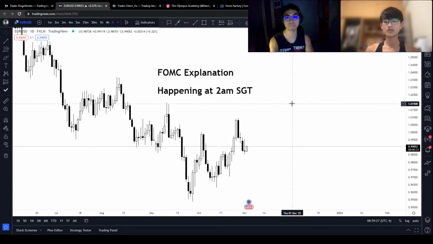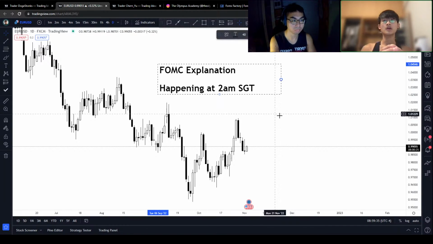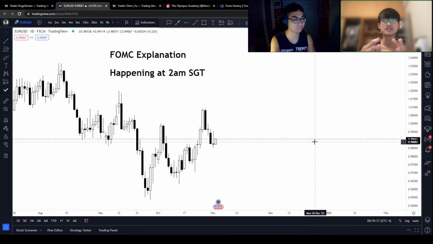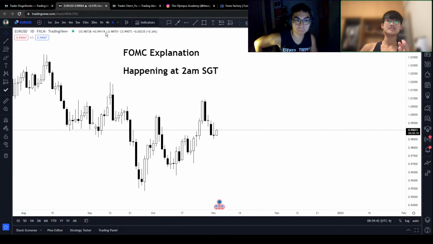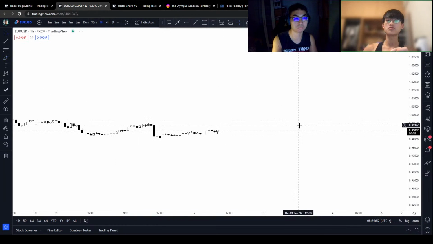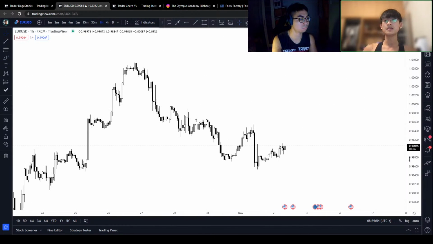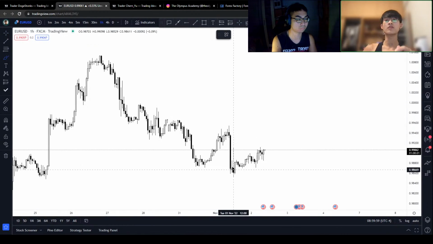On the backdrop of the entire FOMC meeting, looking at the chart on Euro USD, we can see that it's moving slowly in a consolidation phase just a few hours before FOMC. Right now the price is hovering about 0.99065. We can see that price on the 1 hour is on a tiny uptrend, and by that I mean from yesterday, from this morning 2 a.m., up until now.